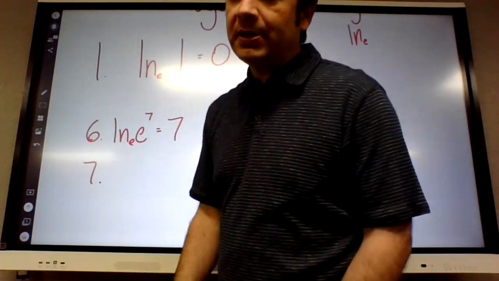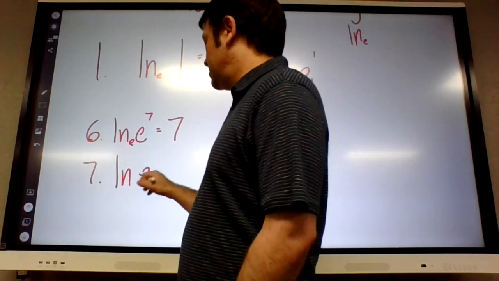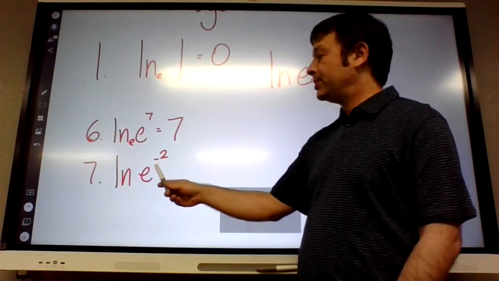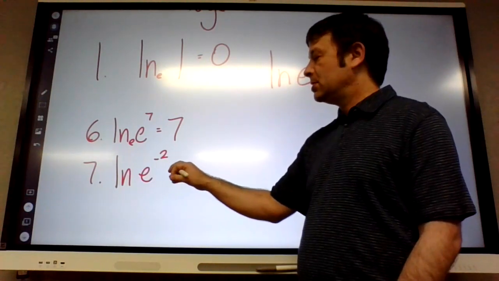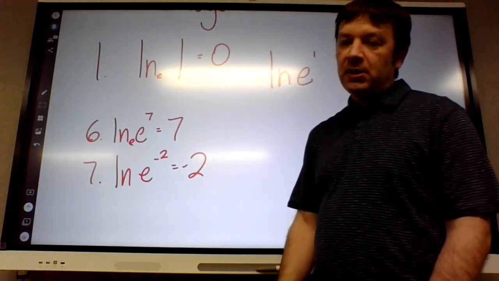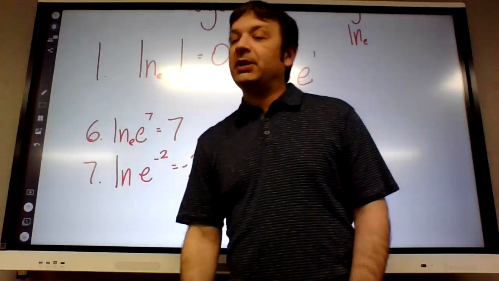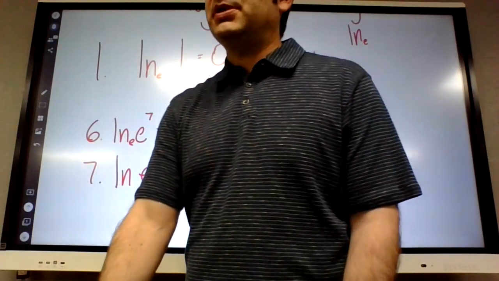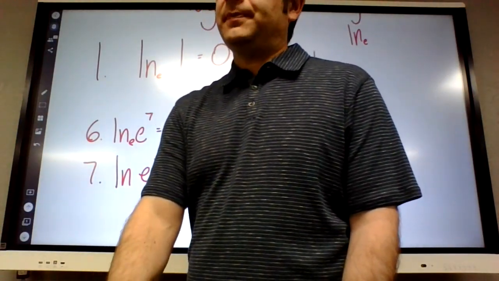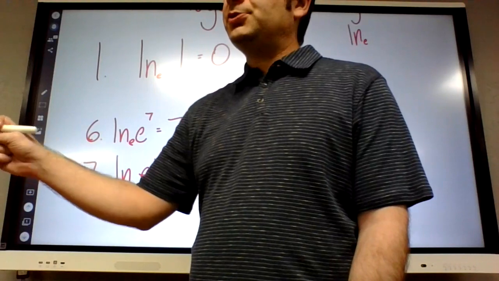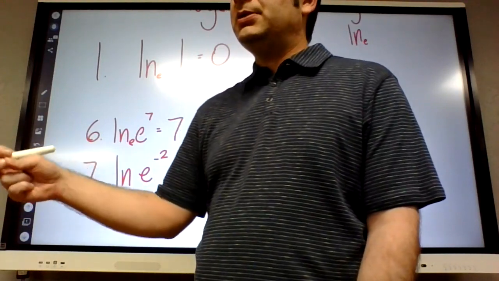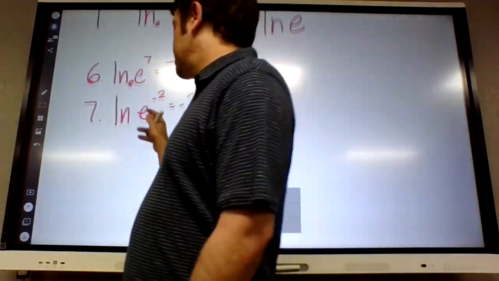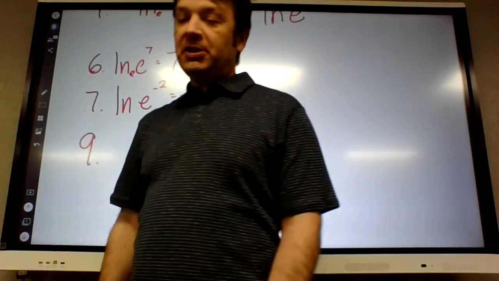So on number 7, natural log of e to the negative 2. This means e to the what power would equal e to the negative 2? Negative 2. Number 8 is a little bit tricky. The other class figured it out. What do you guys think on 8? Right. The third root of e squared is the same thing as e to the 2/3. So the answer is 2/3.